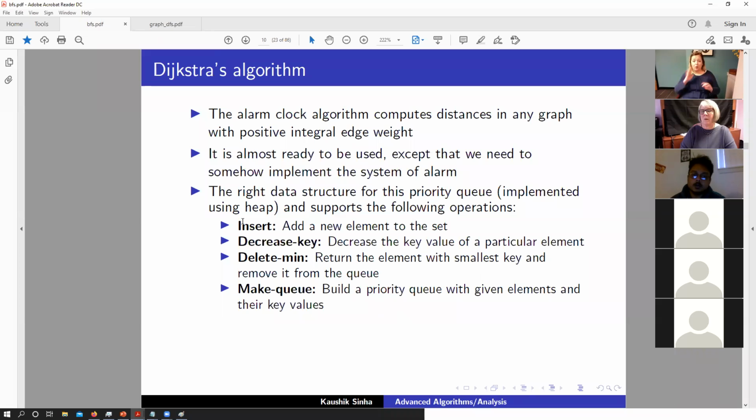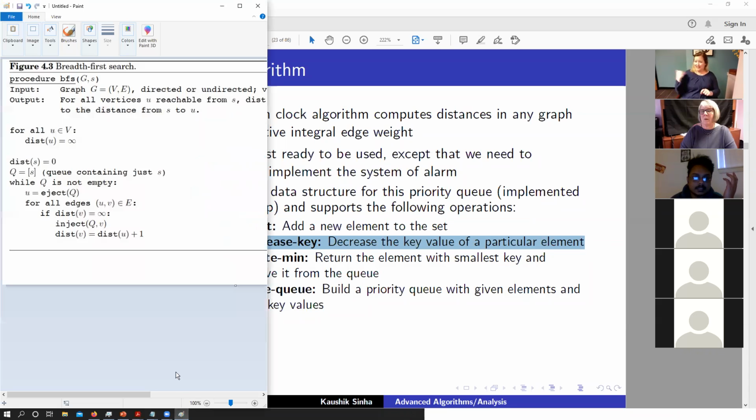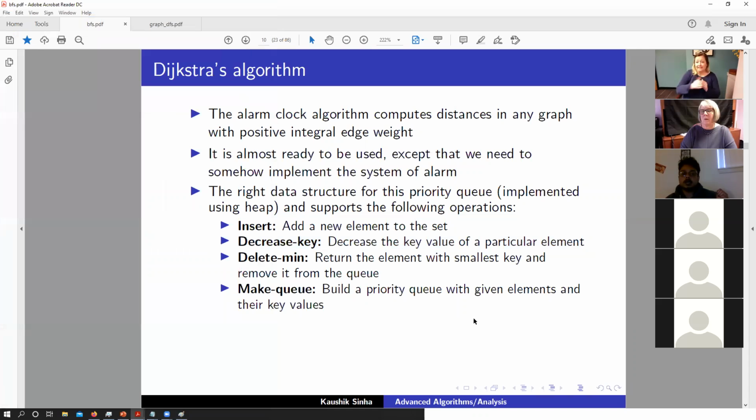So we need to be able to insert a new element to our set. And when I say insert a new element to our queue, once we insert it, it needs to go into the correct location in terms of its distance. Then we should also be able to decrease the distance to a particular vertex to a particular distance value. Same as last time when we were updating the distance, if it was infinity, we were updating it to distance plus 1, or we were updating it to a lower distance or a higher distance. We should be able to do that in our priority queue as well.